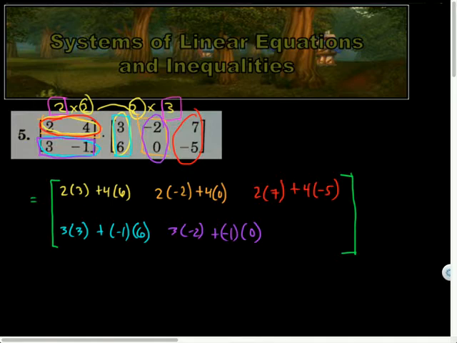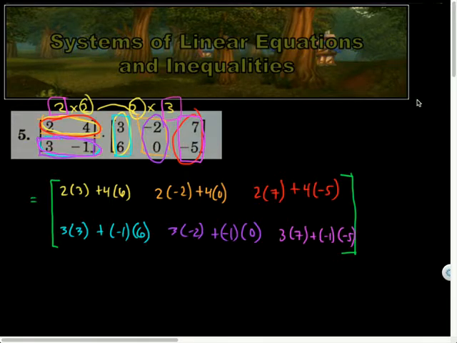I need one more color. Ooh, a bluish-greenish color. Okay, that's slightly different. So I'm looking for second row, third column, so I'll multiply the second row by the third column. 3 times 7 plus negative 1 times negative 5.